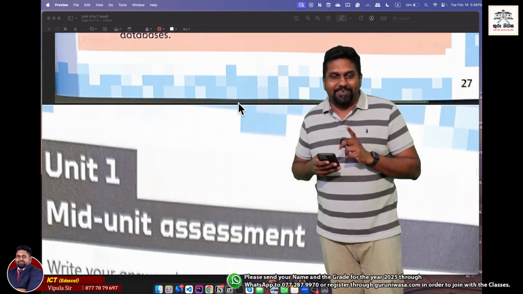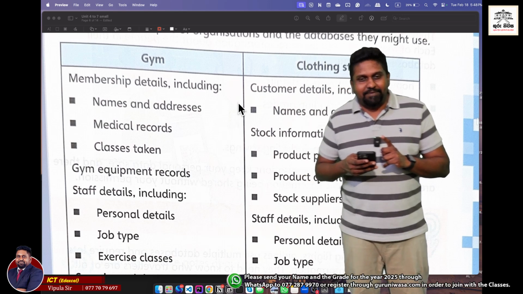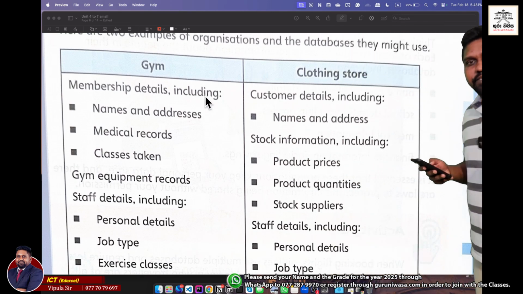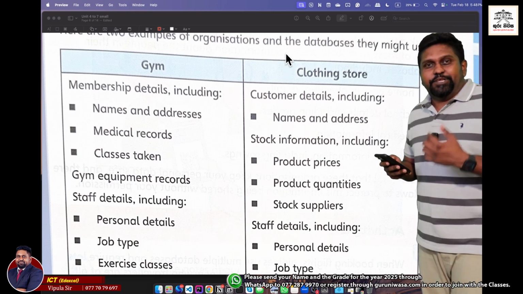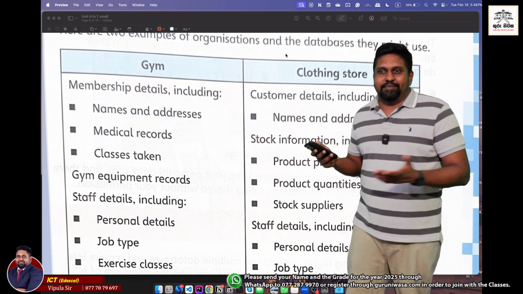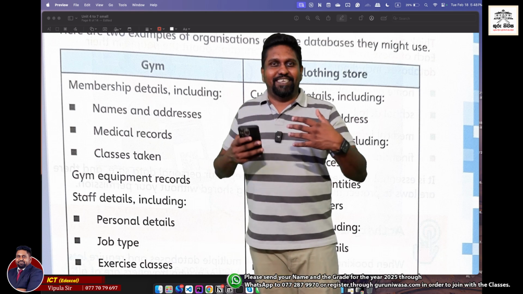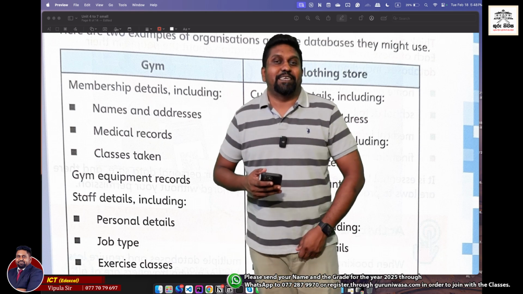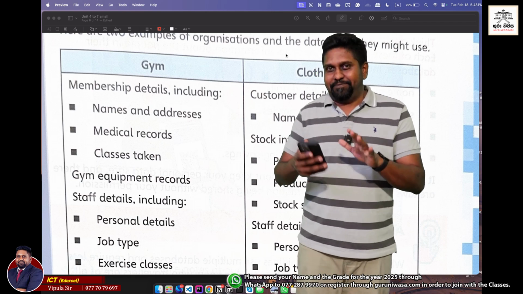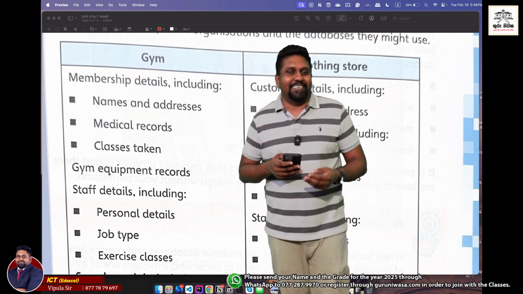And I need to give you one more homework, which is I want you to write a similar database, something like this. So here we talk about the gym and the clothing store. So I want you to come up with another database, any database, anything. It can be a zoo, it can be a shop, it can be, let's say, a toy shop, or it can be a tuition class, or any location you feel, apart from what we have done so far. And please do write that down and send it to me as well.